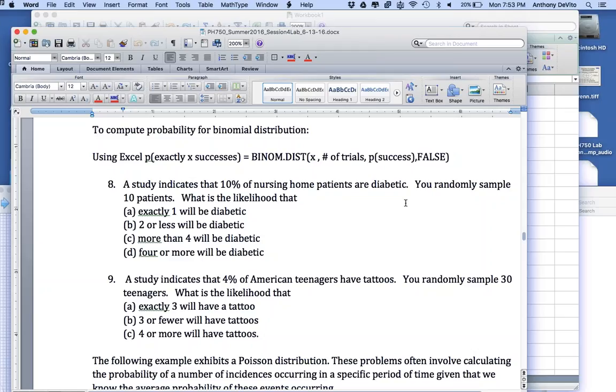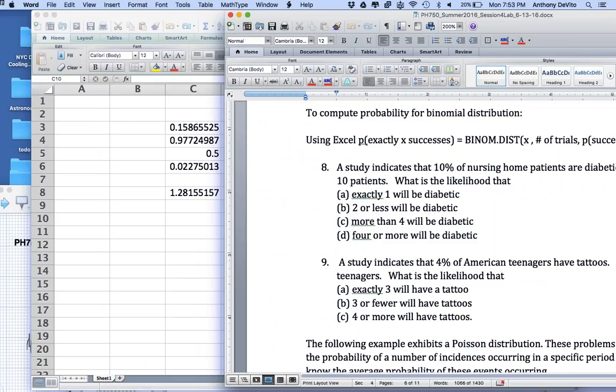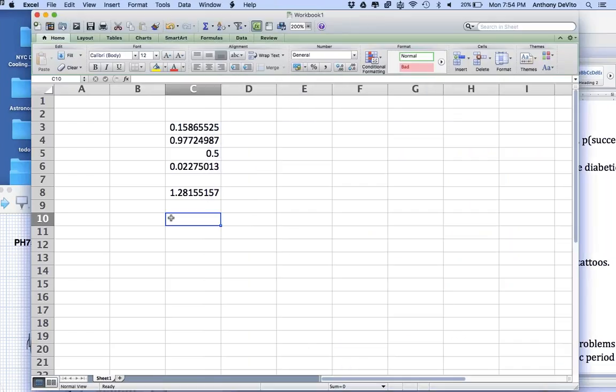Now you want to figure out the probability for any of these outcomes: that exactly one will be diabetic, that 2 or less will be diabetic. So let's figure this out. The way we would do this using the formula would be to plug in our n and our p, and our x would be 1, exactly one person. Now I'm going to use Excel to do it.